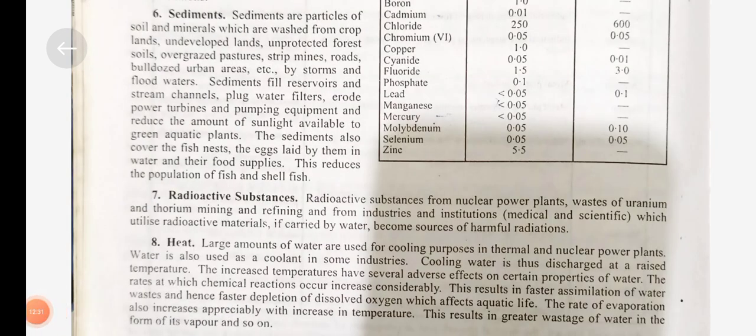Number 6, sediments. Sediments are particles of soil and minerals which are washed from croplands, undeveloped land, unprotected forests, soils, grazed pastures, strip mines, roads, and floods. Water sediments fill reservoirs and stream channels, plug water filters, erode power turbines and pumping equipment, and reduce the amount of sunlight available to green aquatic plants. The sediments also cover the fish nests, the eggs laid by them in water, and their food supplies. This reduces the population of fish and shellfish.